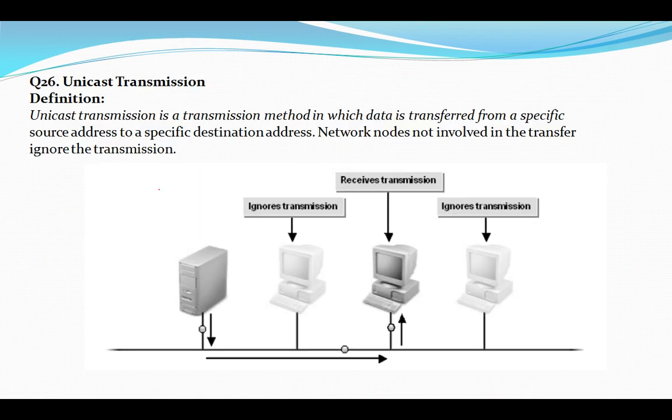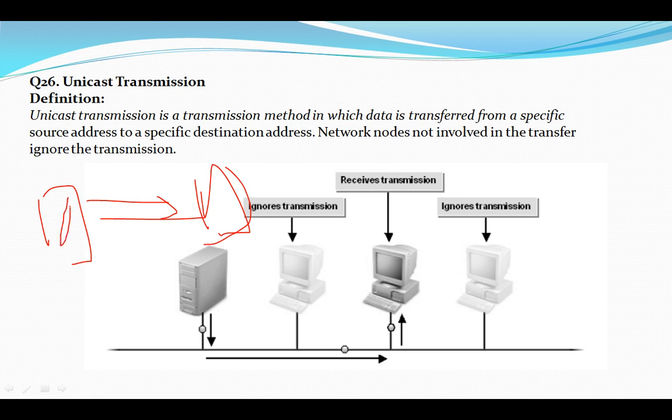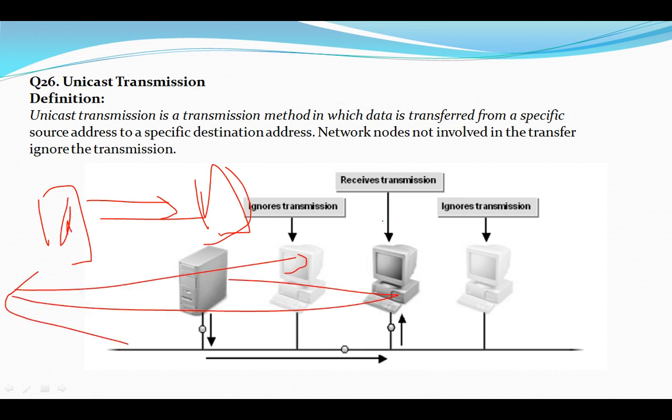Unicast transmission. What do you mean by unicast transmission, guys? Unicast transmission is a transmission method in which data is transferred from a specific source address to a specific destination. So you can say one to one. It is a one to one connection. I'm sending from this node to this node, so it will go one to one only. It will not go to other computers or other systems here.